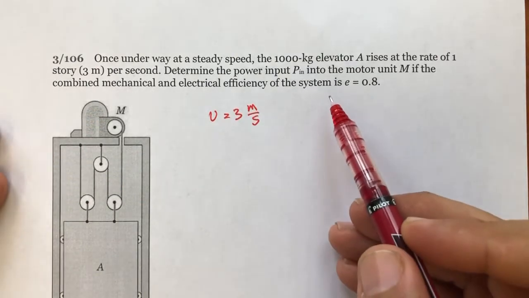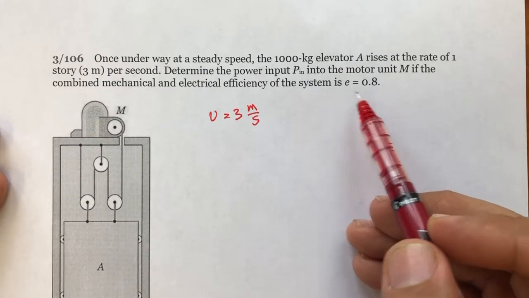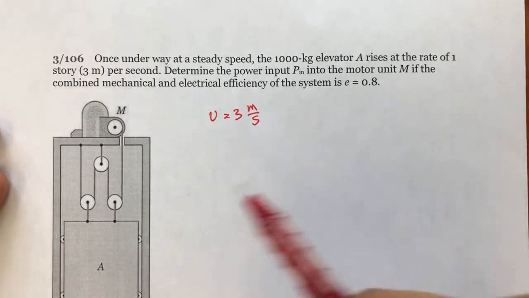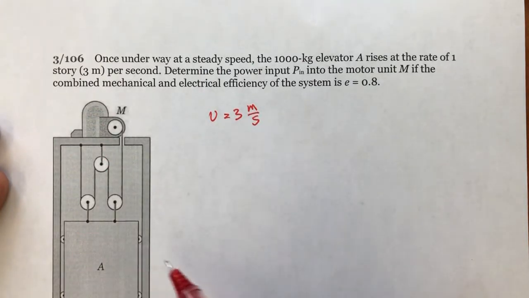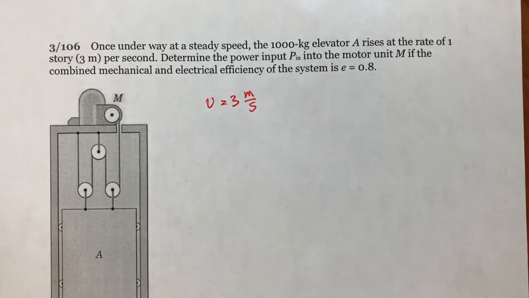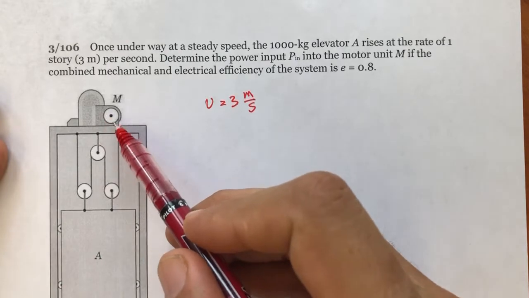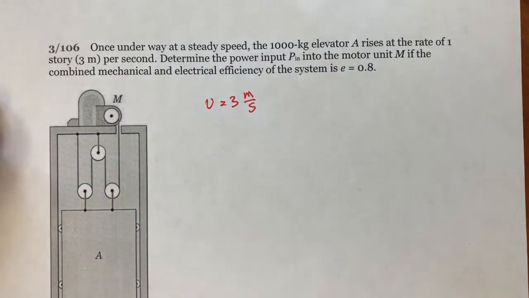And we know the efficiency of the motor is 0.8. The efficiency of the system altogether, motor and maybe we have some frictions here, altogether is 0.8. And the question is, what should be the power of the motor? So the input power of the motor, which means how much power this motor is putting into the system.